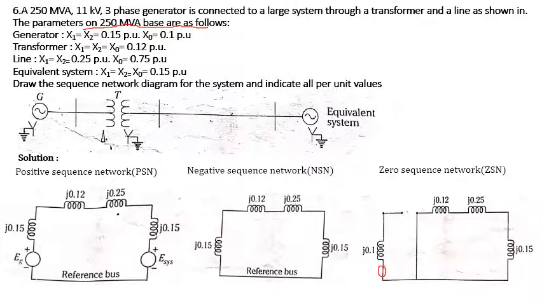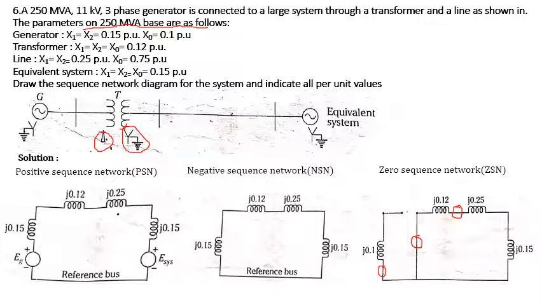Coming to the transformer, the primary side is delta, so we need to close the shunt switch. We are assuming there is a series and a shunt switch. Coming to the secondary side of the transformer, it is star and grounded, so the switch is going to get closed across the secondary side.